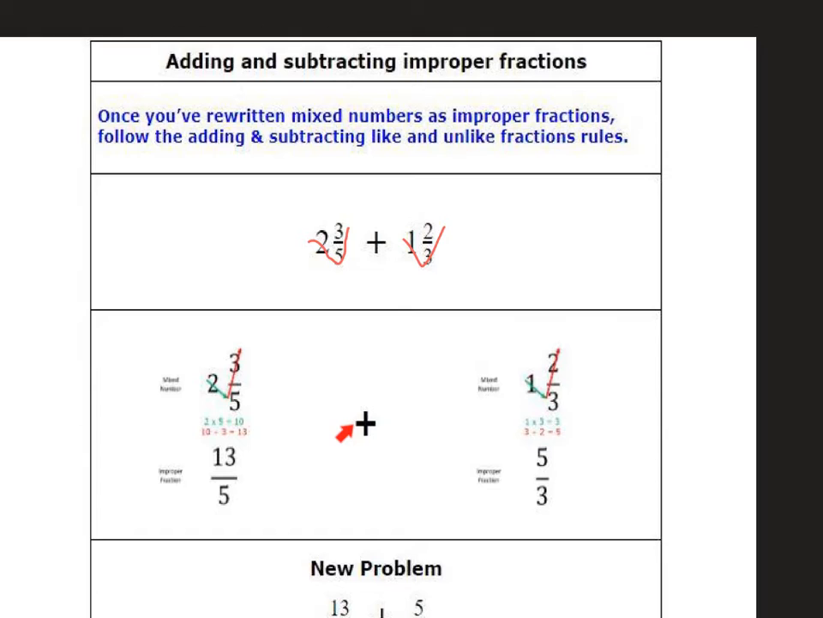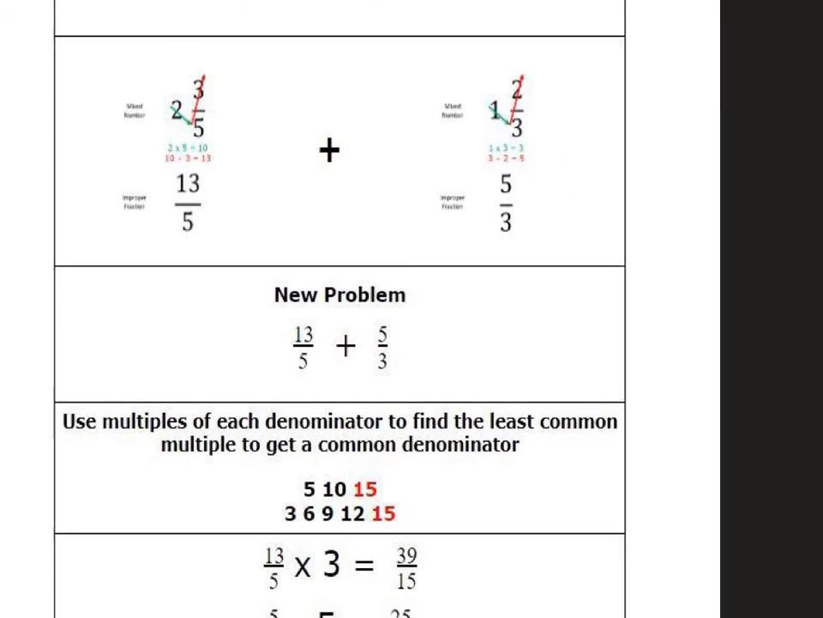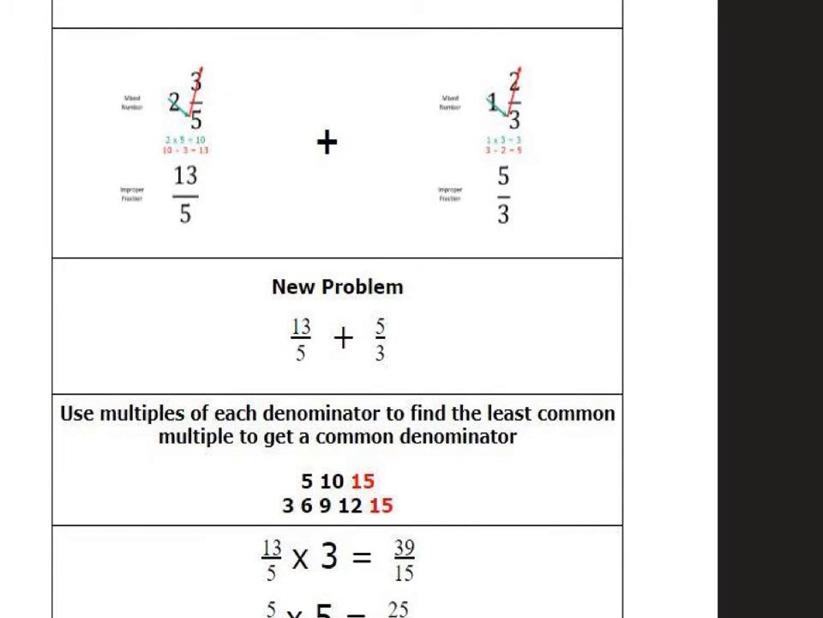It's a plus, it's an addition problem, so plus. And then your second mixed number, 1 times 3 is 3, and 3 plus 2 is 5. Keep that same denominator of 3. So 5 over 3. Now we have 13 over 5 plus 5 over 3, so we're going to end up with fractions with unlike denominators. So yesterday in the other notes you found you have multiple options.